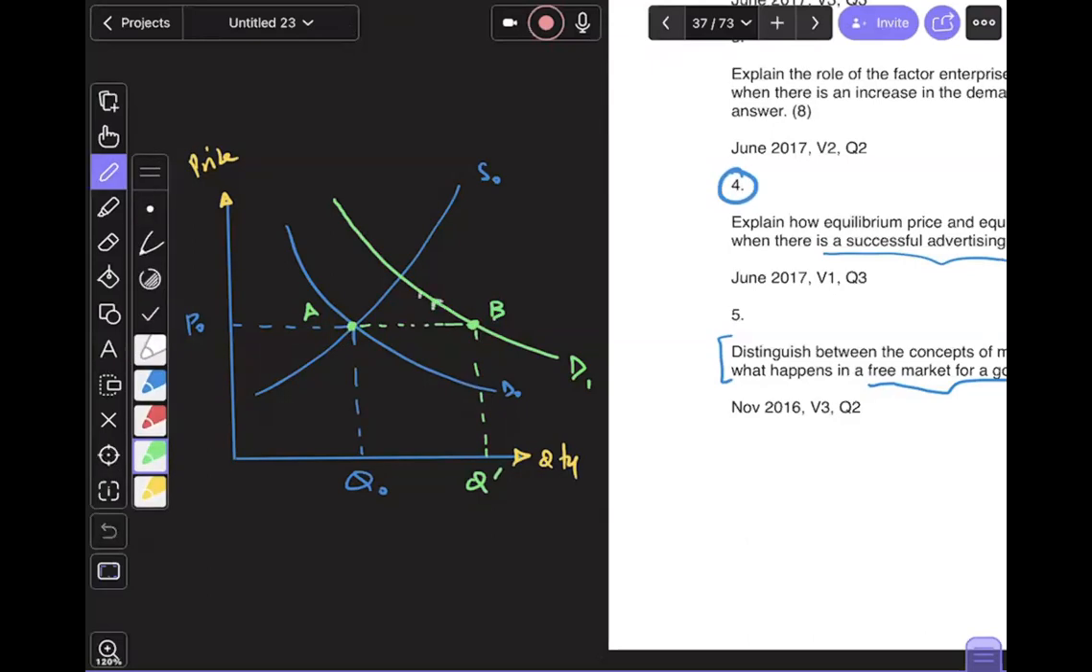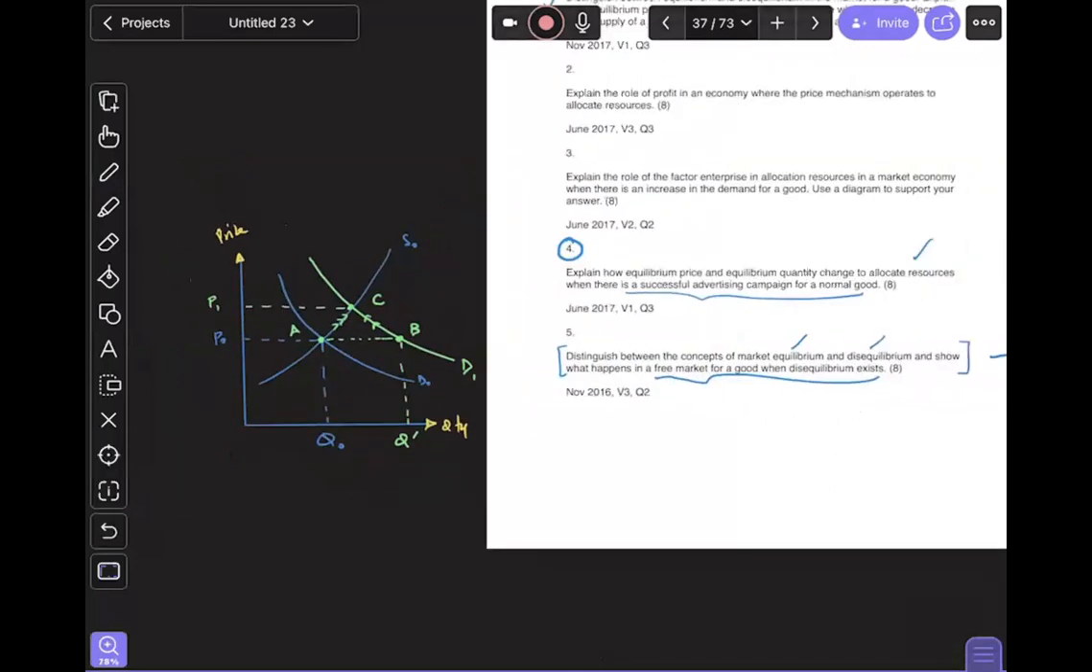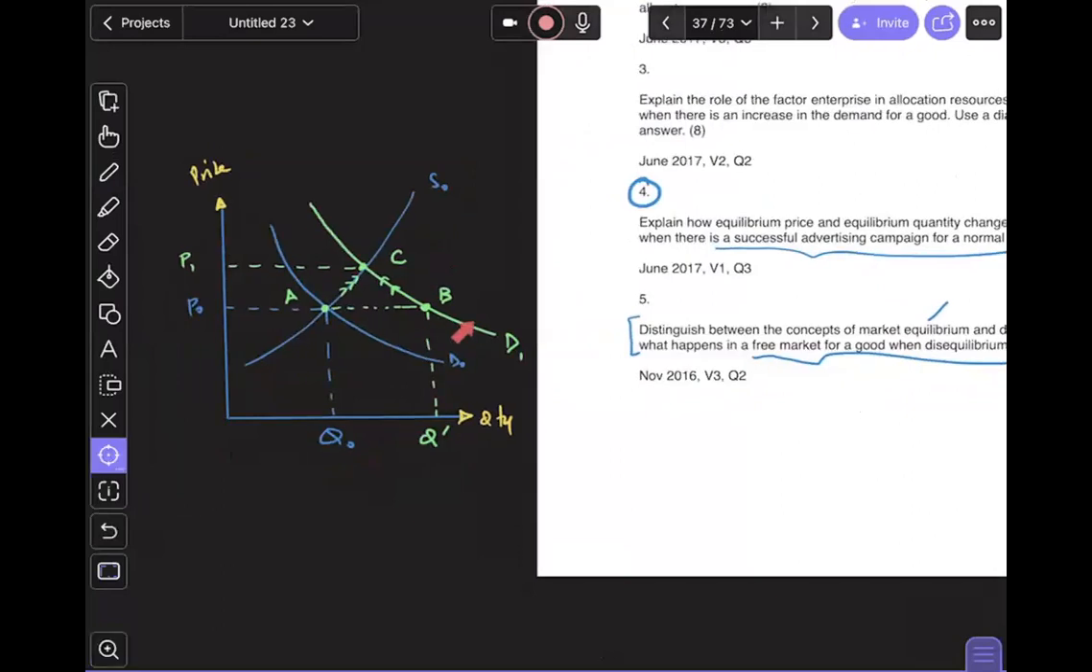So quantity demanded is more than quantity supplied, and therefore in this case the price will have a tendency to rise till we come to P1 or point C, where you will reach equilibrium. So in this question, we talked about how successful advertising can make the demand rise, and therefore there will be a very small moment of disequilibrium where the price will begin to rise, and we come back to equilibrium at point P1. Got it? Does that make sense, guys?